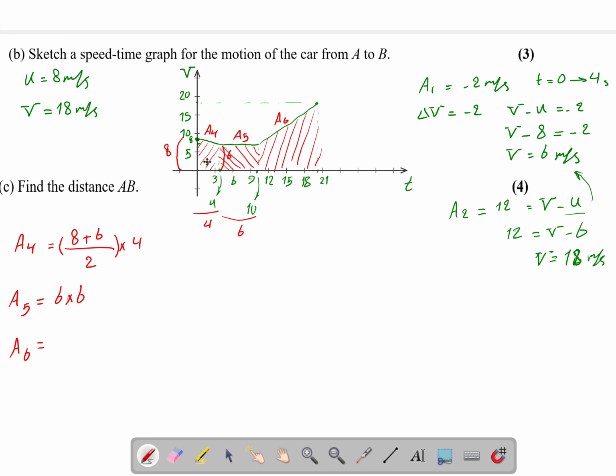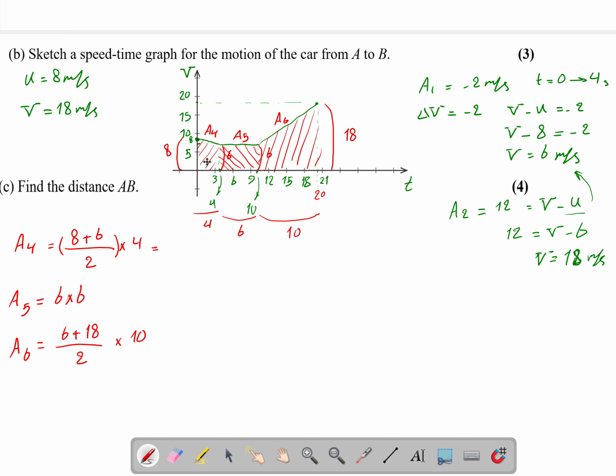A6 area. So it's again trapezium. This length is 18. This length again it is 6. And this length from 10 to 20, from 10 to 20, this length is 20. So it will be 20 minus 10, 10 seconds. So it will be 10, 18, and 6. So 6 plus 18 divided by 2 multiply 10 will be our area.